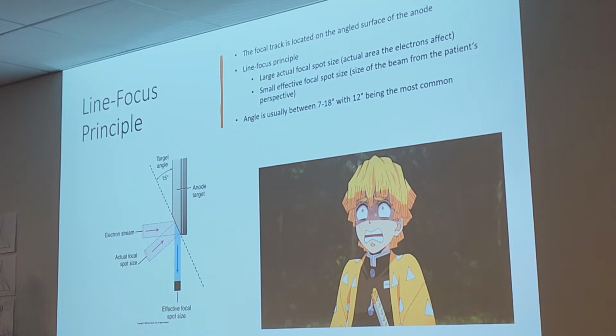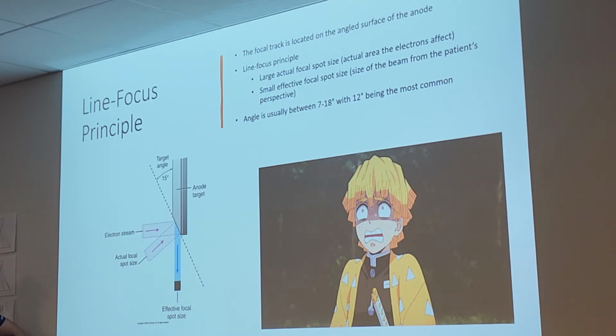So, taking a look at this image, if you compare the size of the electron stream, look at how thick the electron stream is, and then you compare it to the size of the actual focal spot, which one is bigger? Or are they the same size? The electron stream is bigger.